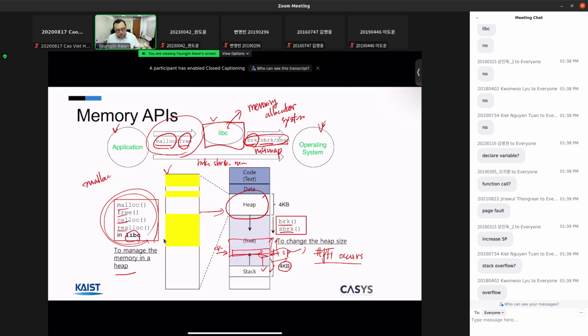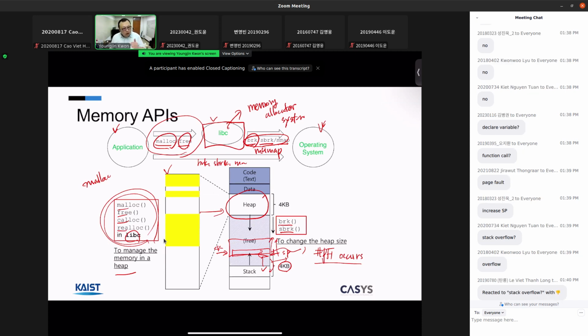Therefore, the stack is also allocated on demand as it grows within the 4 kilobytes. If it allocates memory or tries to access the stack which is not allocated in the page table, then a page fault happens. Then the operating system will transparently allocate the stack. Therefore, there's no explicit API for allocating the stack.